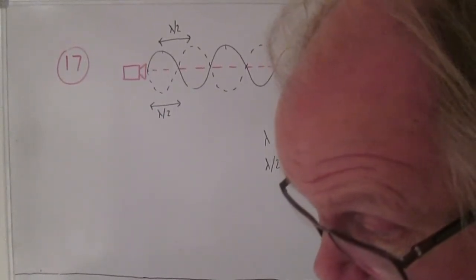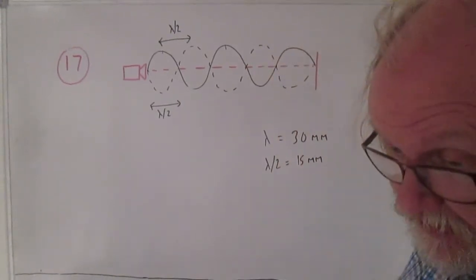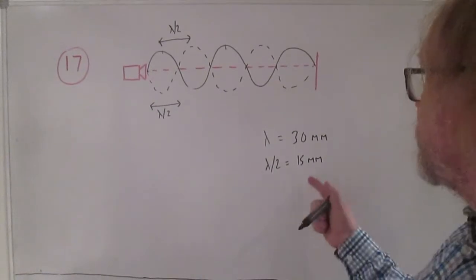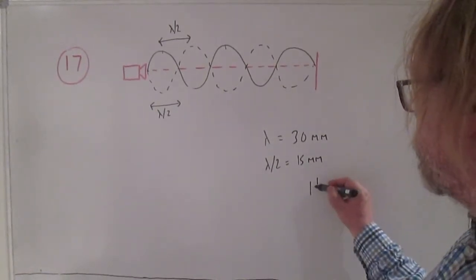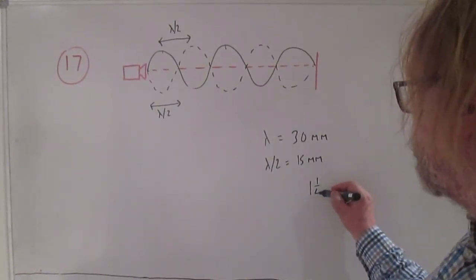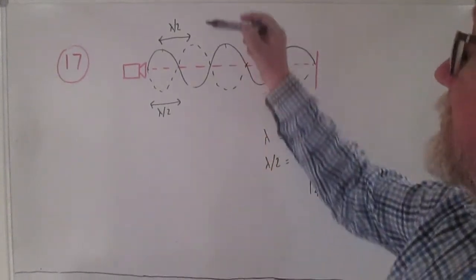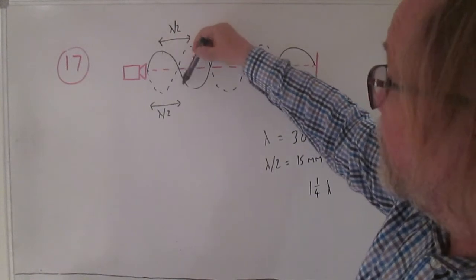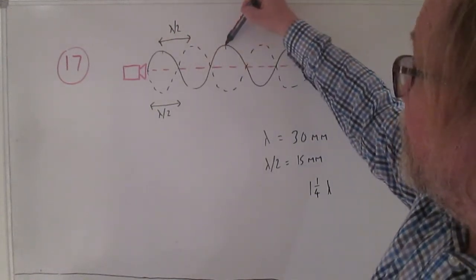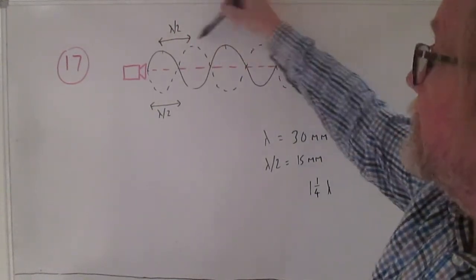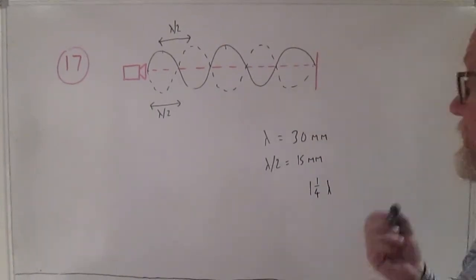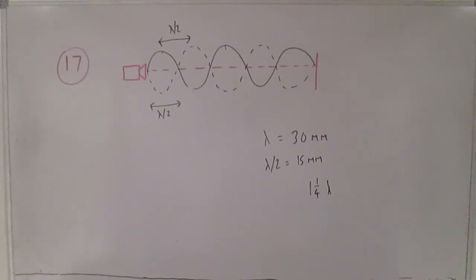The distance between a minimum and a maximum could be 37.5. Yes, it could be, because 37.5 is 1 1/4 wavelengths. So if we think about that, starting from here, one wavelength takes you to there, and then a quarter of a wavelength takes you to there. So that's going from a maximum to a minimum. So yes, that could be possible. So C is the one that isn't. So C is the answer.